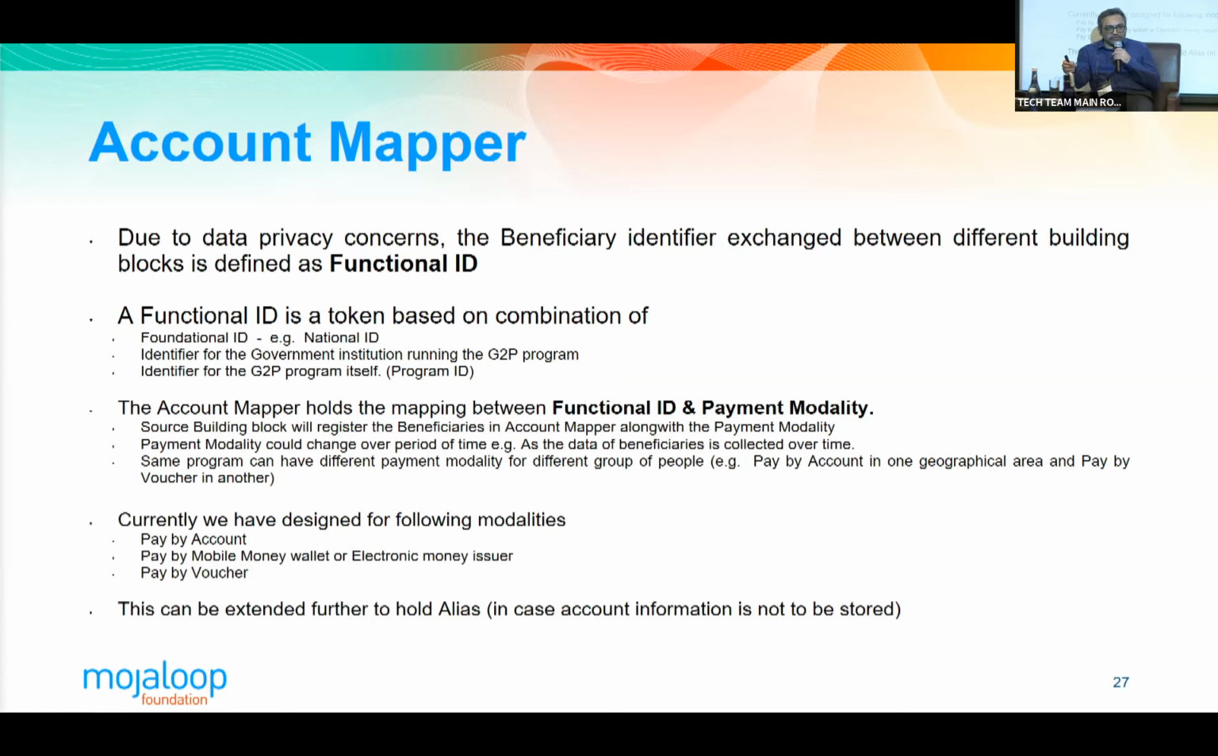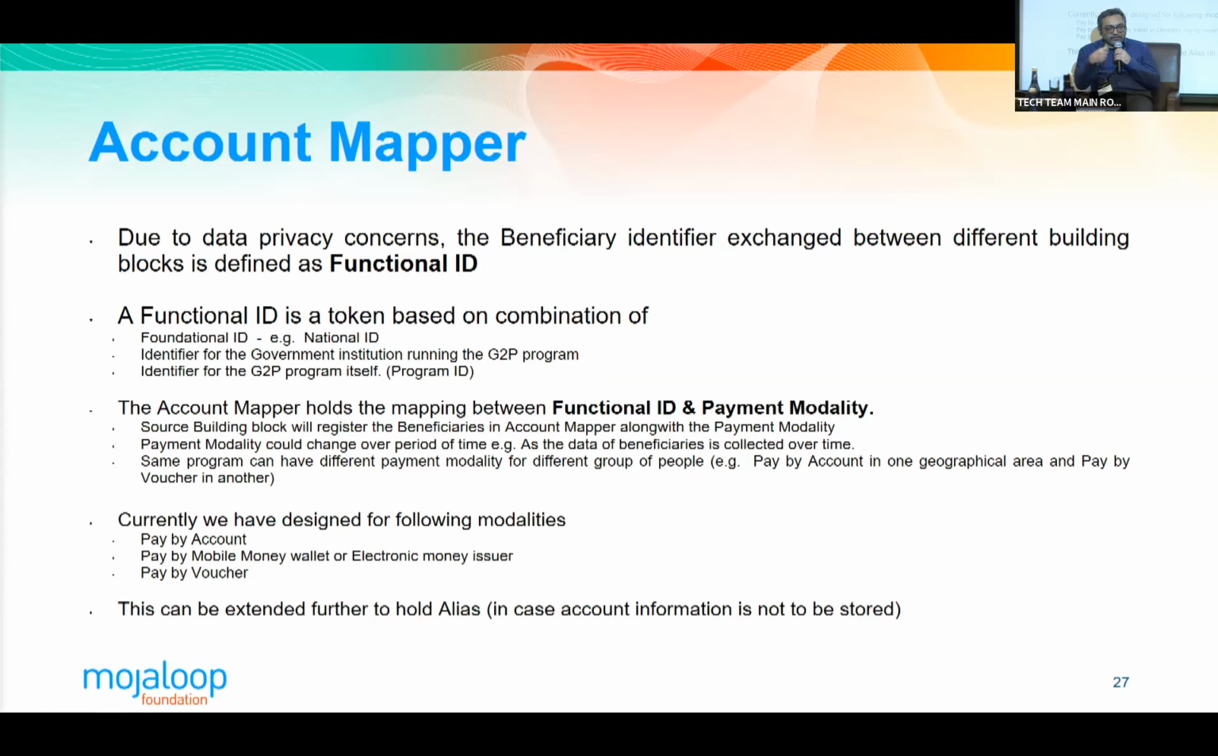a particular G2P program. So that data, what the account mapper holds, is that for this particular program, this beneficiary will be paid using their account, using their mobile money wallet, or using their voucher. And this can also be extended to hold an alias as well, in case the account information need not be stored or is not available.